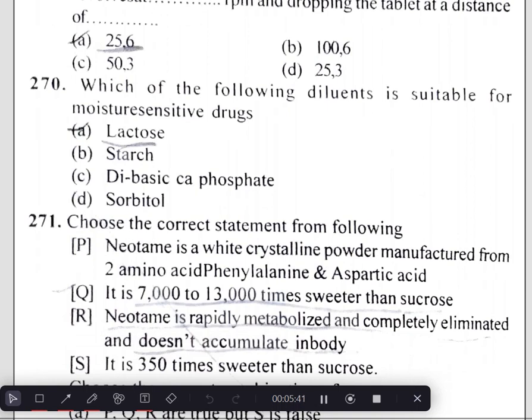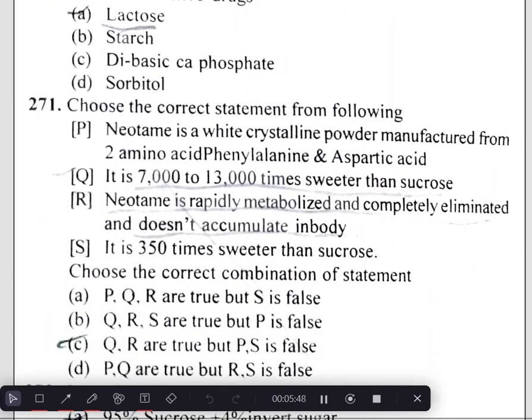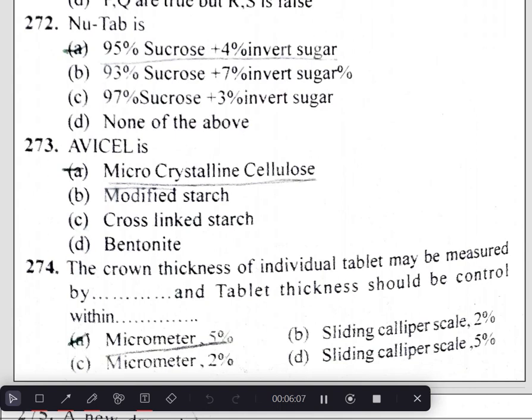Which of the following diluents is suitable for moisture sensitive drugs? That is lactose. Choose the correct statement from the following. That is, it is 7,000 to 13,000 times sweeter than sucrose. That is neotame. And neotame is rapidly metabolized and completely eliminated and doesn't accumulate in the body. NuTab is 95% sucrose and 4% invert sugar. Avicel is microcrystalline cellulose.